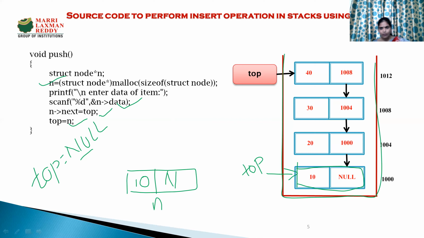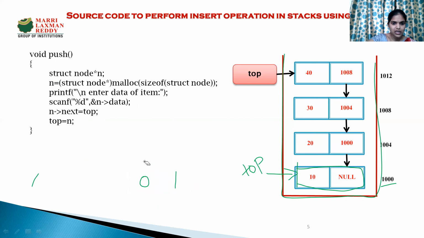Again, if I perform push here, now the value of top is 1000. Now again, if I want to perform push operation, what happens? A new node, by the help of the struct node star malloc, one new node gets created. This is n. I'm reading some data onto it. 20 is read.